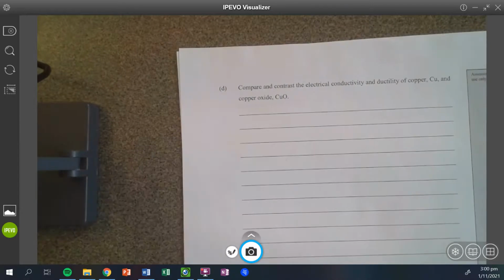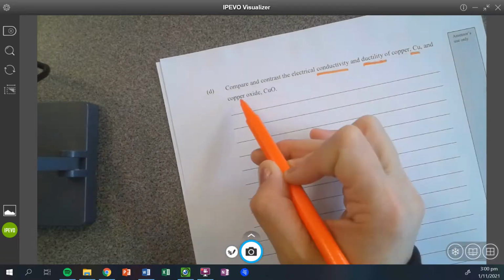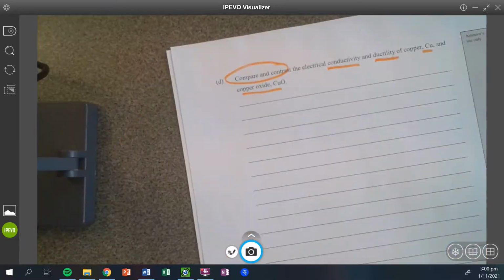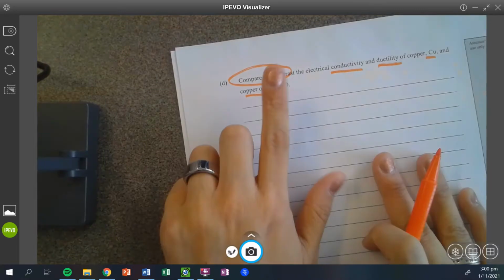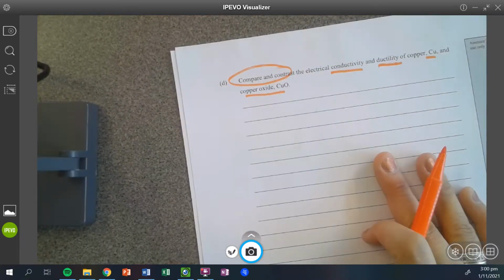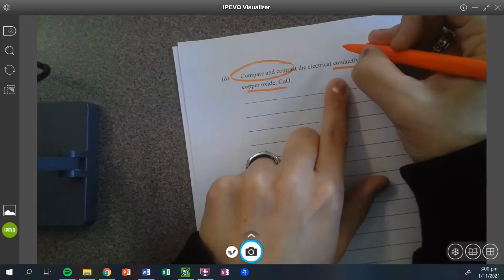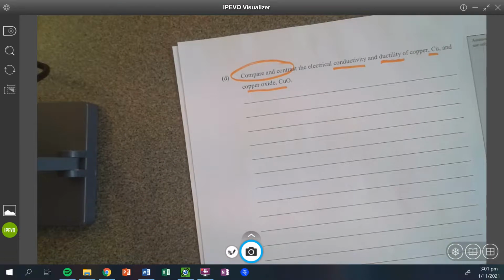This one has compare and contrast the electrical conductivity and ductility of copper versus copper oxide. Whenever you see that compare and contrast, I really want you guys to think about adding the words. Although, however, similarly, those sort of things are really important because when they're saying compare and contrast, they're going to be looking for those words. Think about how you want to layer it. You can layer it. I would say the better way to layer it is to combine them based on property. Because then that way you can integrate in the compare and contrast words a lot better.